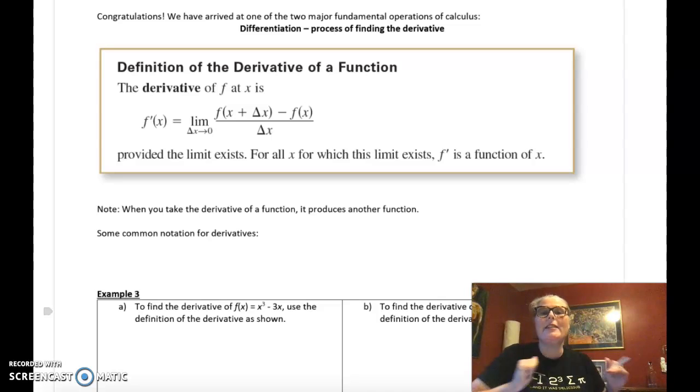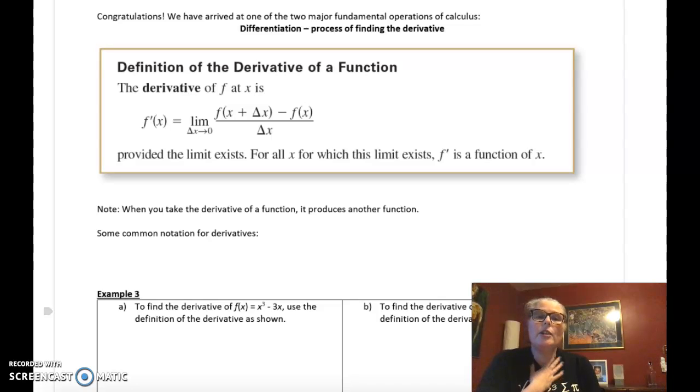Yay, congratulations. You just derived one of the two major, fundamental operations in calculus, which is the derivative. The derivative is actually the slope of the tangent line of any given function at any given point. As a matter of fact, you can find the derivative of things that don't even have to be a function, but what we're going to be dealing with is functions so far.